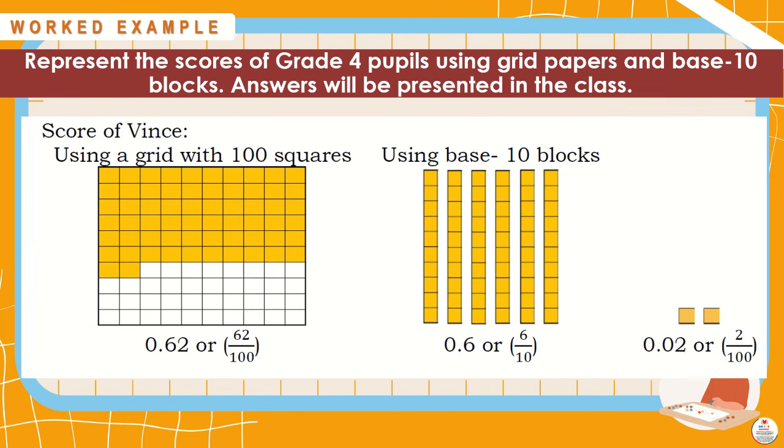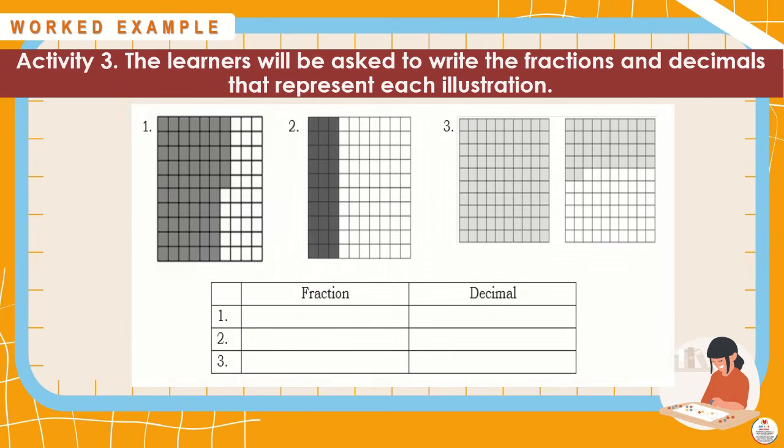For the score of Vince, using a grid with 100 squares, 0.62 or 62 hundredths. Using base 10 blocks, 0.6 or 6 tenths, 0.02 or 2 hundredths. Activity 3. Write the fractions and decimals that represent each illustration. Write it in fractions and in decimals.